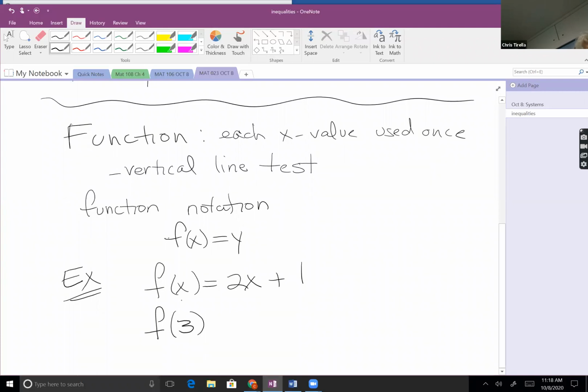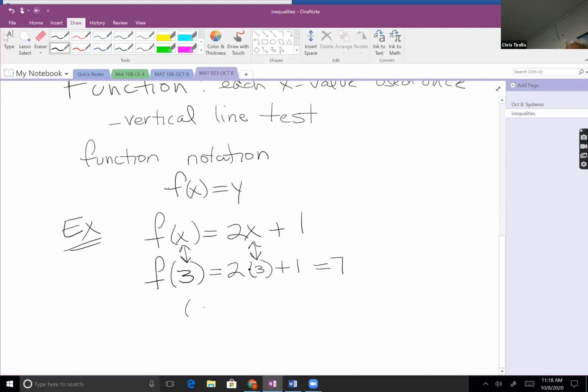Looking at where I wrote the 3, do you see how I put 3 in the spot that the x used to be in? So when I look at f of 3, it means I want to replace the x with 3. And then I'll evaluate. And so this is like saying that when x is 3, y is 7.